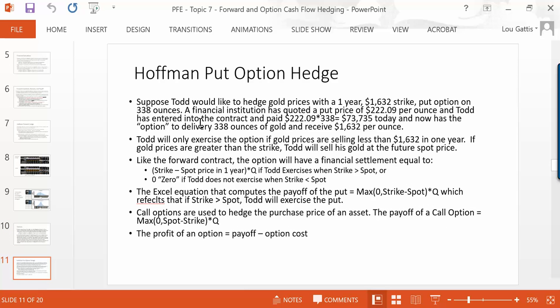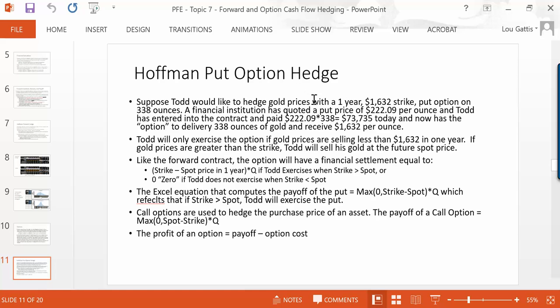If Todd decides he wants a put option, that's an option to sell all his gold at a strike price or an exercise price. So when we talk about options, we don't talk about forward prices anymore. We call it the exercise or strike price of the contract. So if Todd enters into a 1-year put option contract, he has the right but not the obligation to sell all his gold at 1632 if he wants, but he can always walk away.